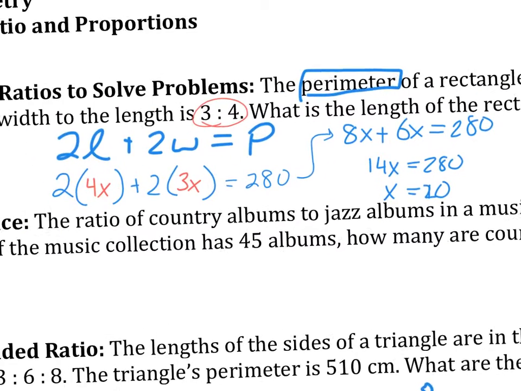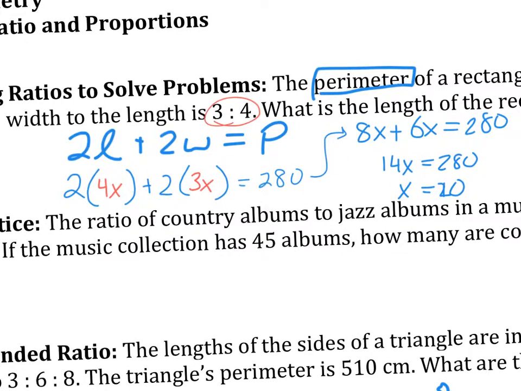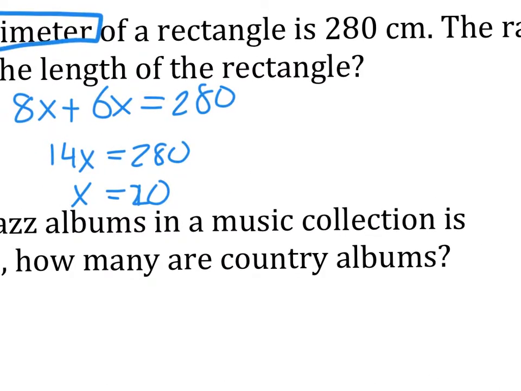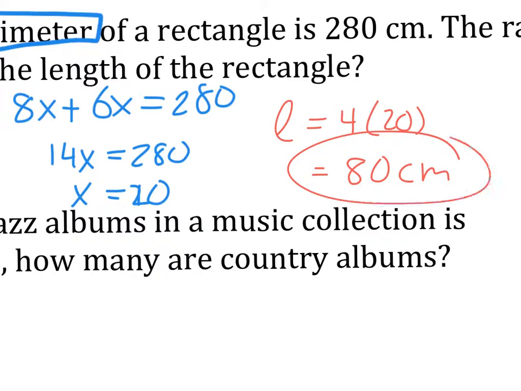So I have to substitute that back in, and remember we're looking for L, the length, so I have to say 4x. So when I multiply by 4, L equals 4 times 20, so the answer is 80 centimeters is my length. I know I'm right because 3/4 of that is 60, and when I say twice 60 plus twice this, I should get 280.